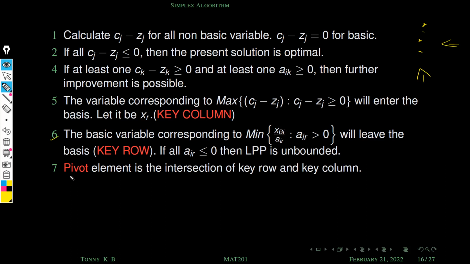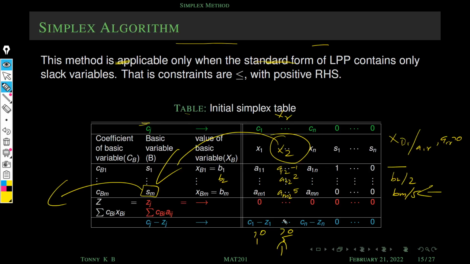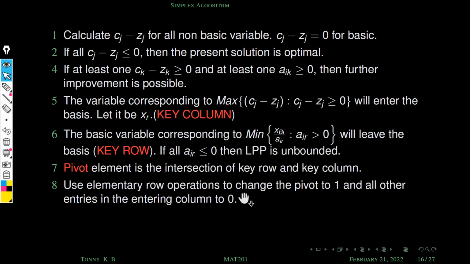Then next we have to identify the pivot element. What is the pivot element? It is the intersection of the key row and key column. Now this is our key row, this is our key column. Then this element is called the pivot element. In this example, this entry is the pivot element. Clear? Then to get the next table or next iteration, use elementary row operations to change the pivot element to 1 and all other entries in the entering column to 0. That is our next procedure.